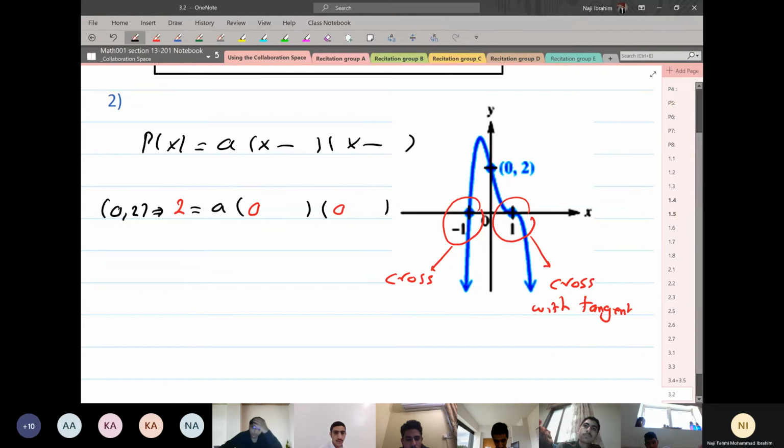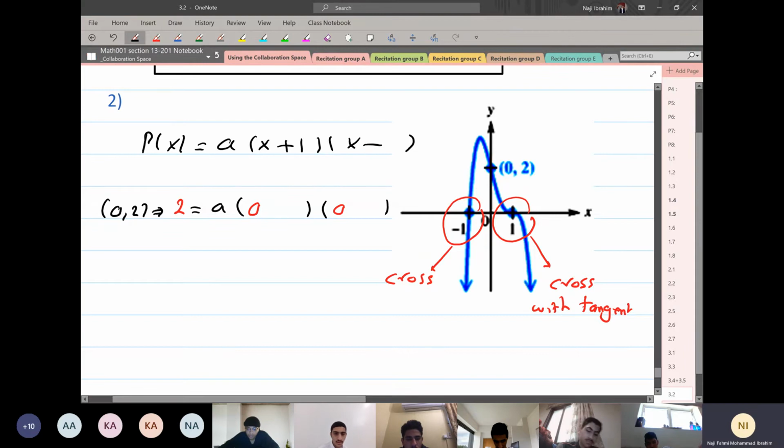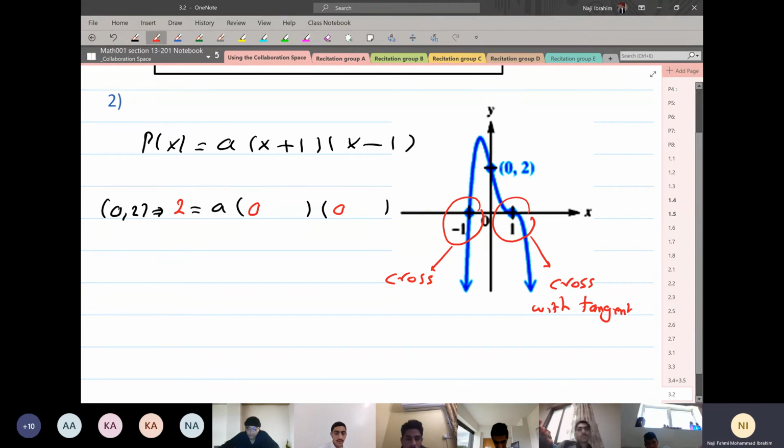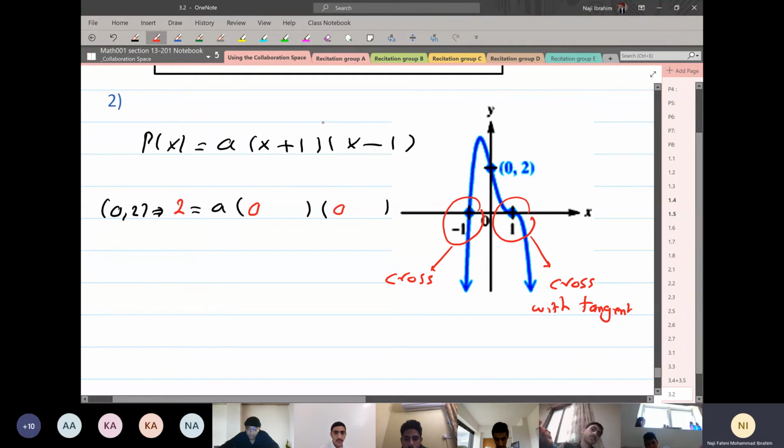a times x minus 1 and x plus 1. And what are the powers now? For the first bracket, what's the power? Odd. What should I write as the power? 1, 3, 5, 7. What should I write for the first bracket? 1. 1, because it's a cross. What's the power of the second bracket?